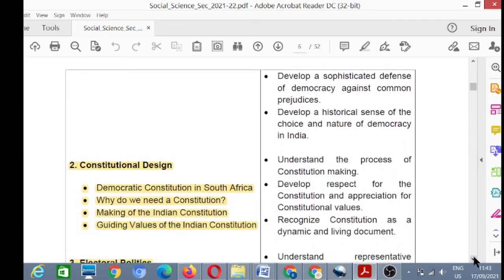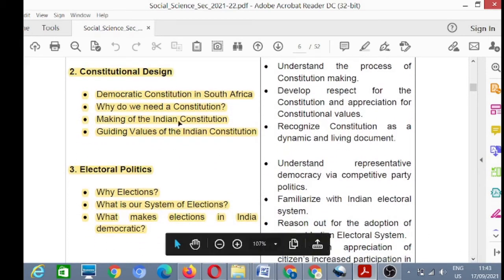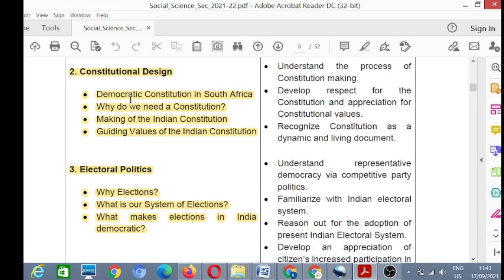Now the second chapter is constitutional design. First is the democratic constitution in South Africa. Then why do we need a Constitution? What is the need of a Constitution? Then the making of the Indian Constitution. This is basically related to the history of the Constitution. Then guiding values of the Indian Constitution.